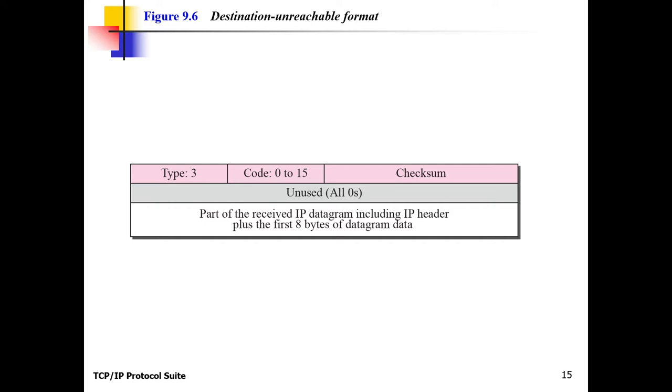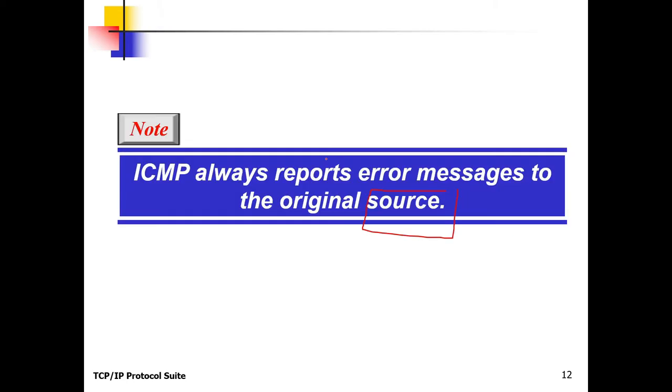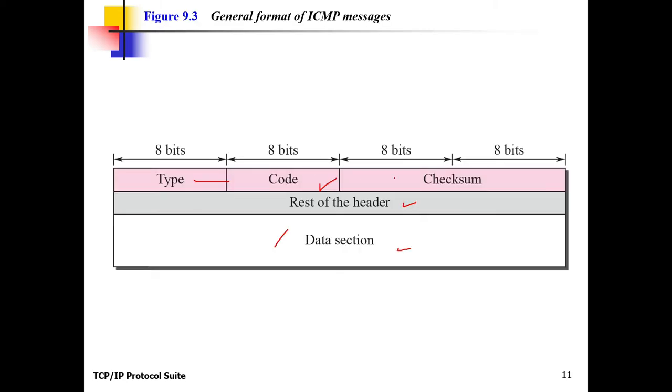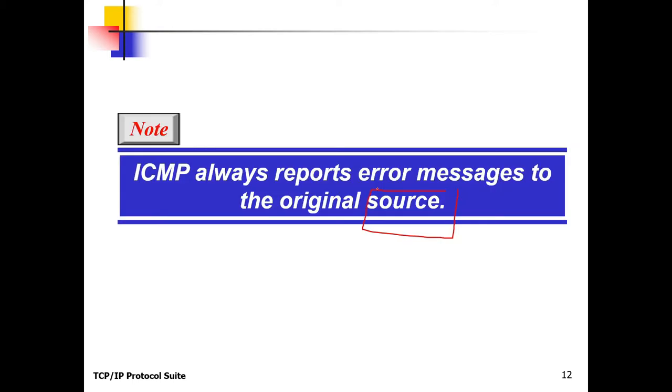Let's take a look at how it's formatted. Let's start with the first one, the destination unreachable format. The type is 3. Remember what we said, the formatting here is always the same. You have the type, code, and checksum always there.